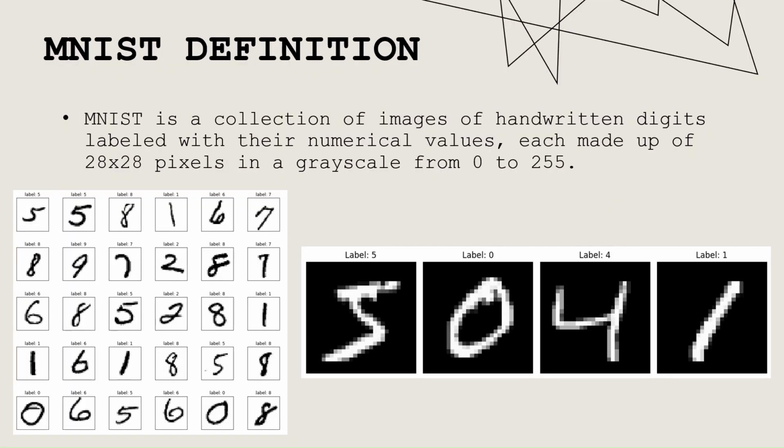The MNIST dataset is a classic benchmark in machine learning. Its name stands for modified NIST because it's a cleaned up version of earlier handwritten digit data collected by the National Institute of Standards and Technology. The dataset contains images of handwritten digits labeled with their numerical values. Those digits are made up of 28 by 28 grayscale pixels, each represented by 1 byte. In MNIST grayscale, 0 stands for perfect background white and 255 stands for perfect foreground black.